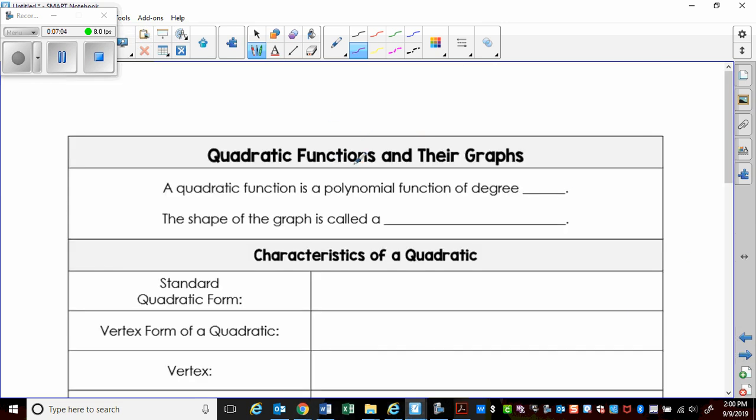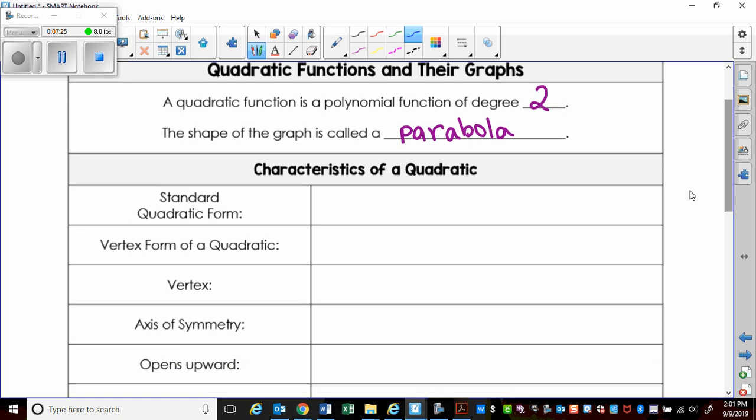A quadratic function and their graphs. Now, quadratics are very important. We're going to go over these often. It says a quadratic function is a polynomial function of degree 2. It'll be x squared. The shape of the graph is called a parabola. Characteristics of a quadratic. The standard form is something like y equals ax squared plus bx plus c.